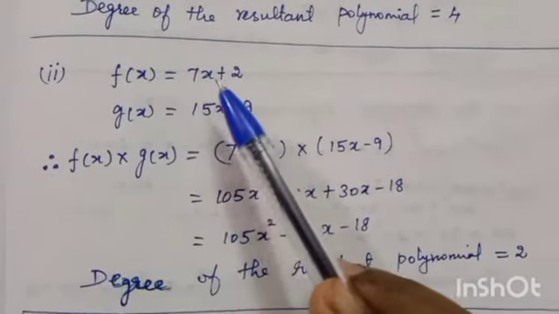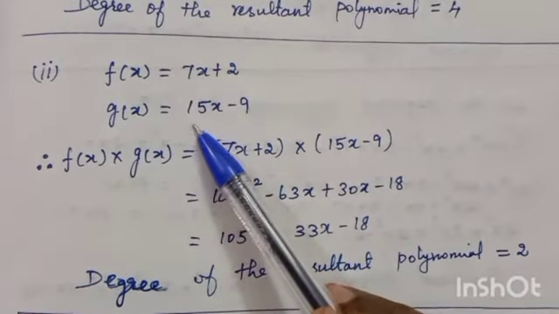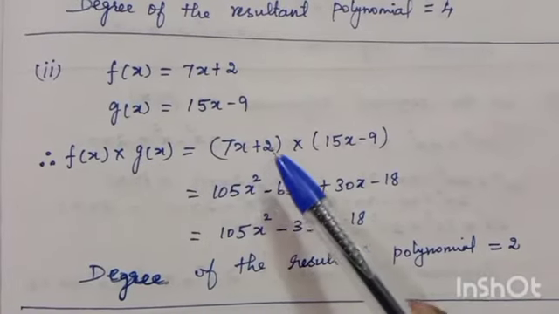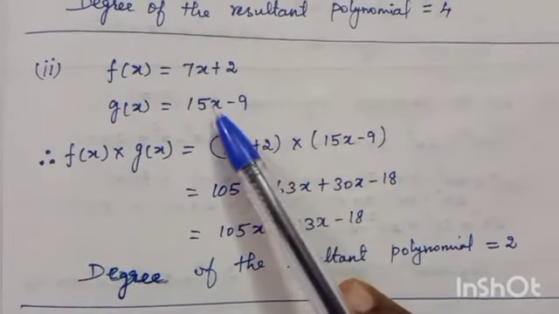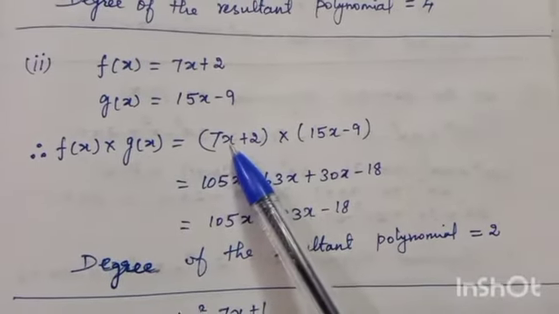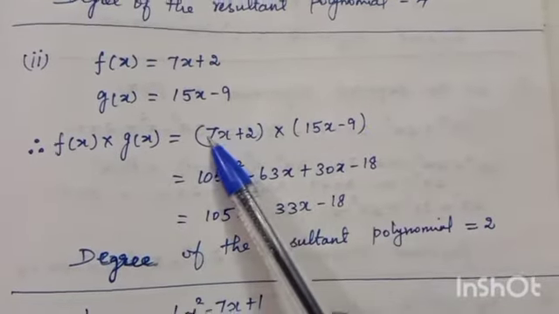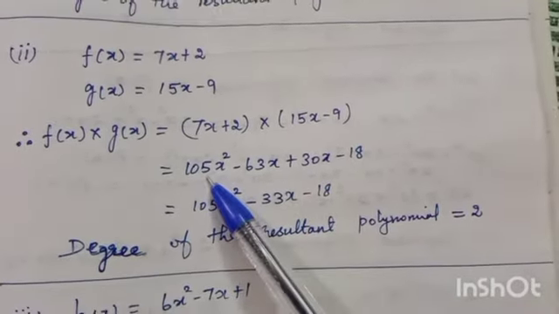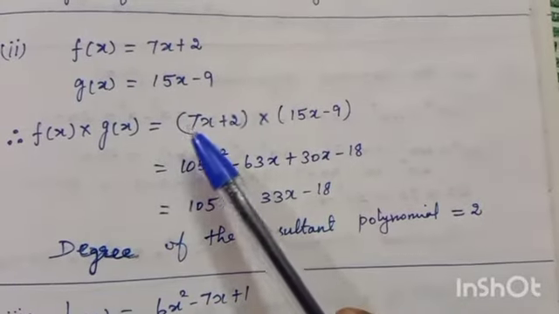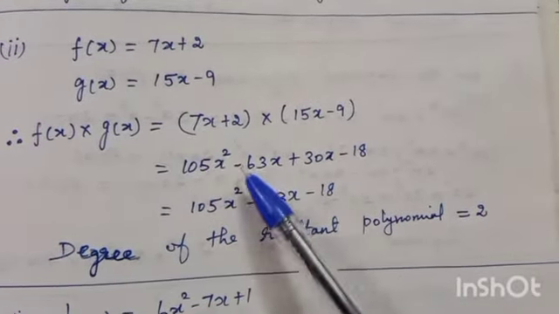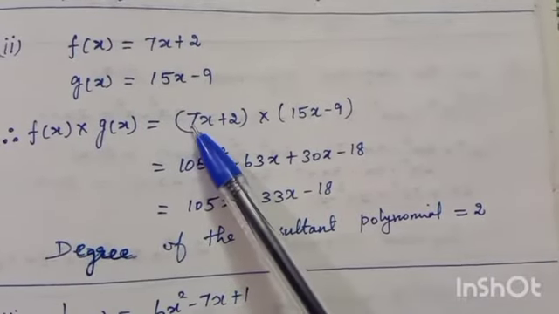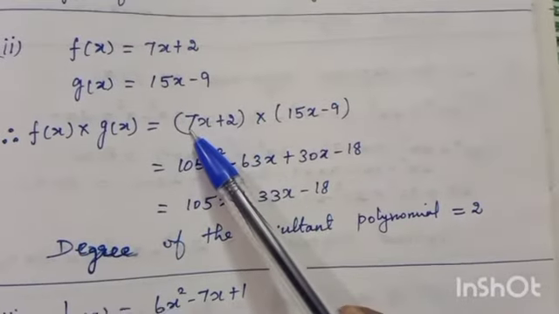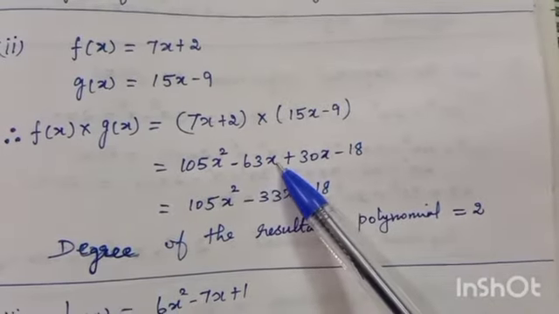Second problem, f of x is equal to 7x plus 2, g of x is equal to 15x minus 9. We have to find f of x into g of x. That is equal to 7x plus 2 into 15x minus 9. So 7x multiplied with this polynomial: these two have the same sign. 7 into 15, 105, x into x, x squared. Then 7 and 9: first multiply the signs, plus into minus, minus, then the coefficients. 9 7s are 63. Then x term we have only one, so 7x into minus 9, that is minus 63x.